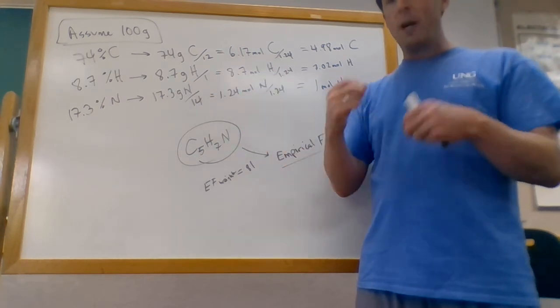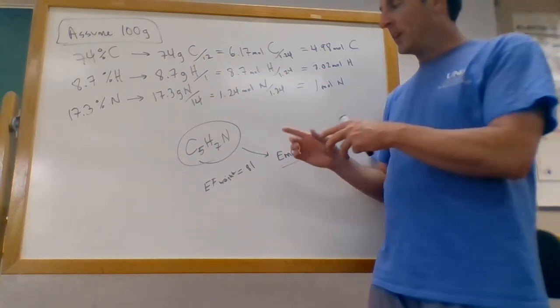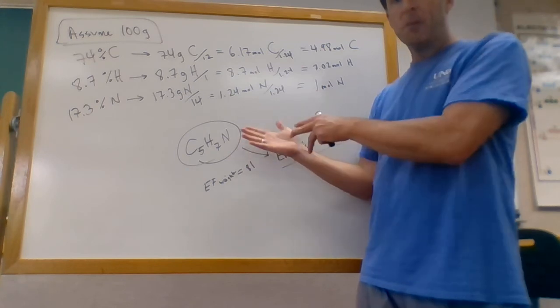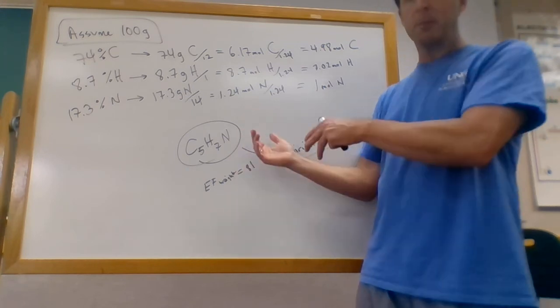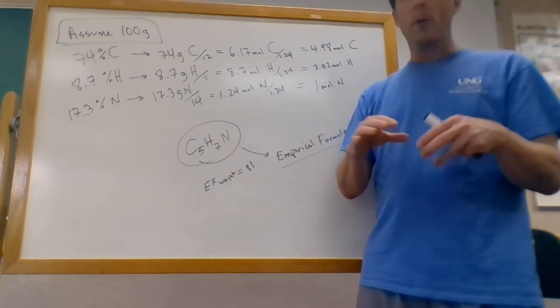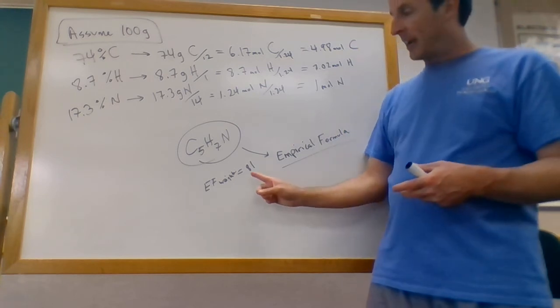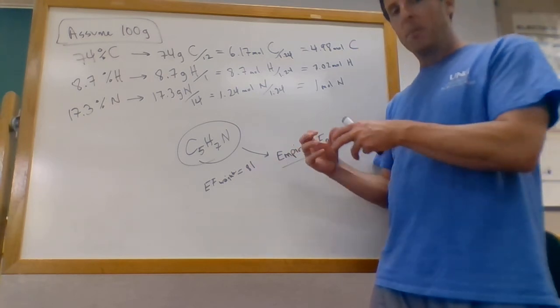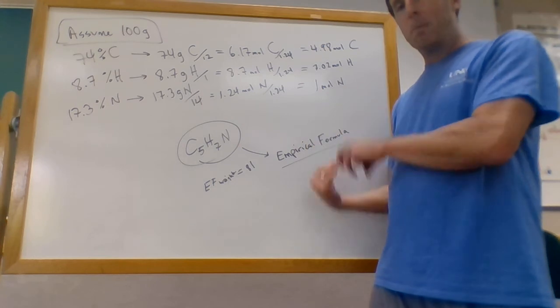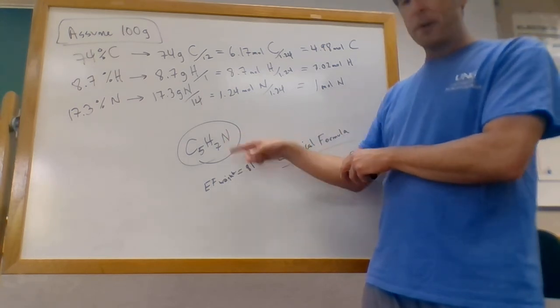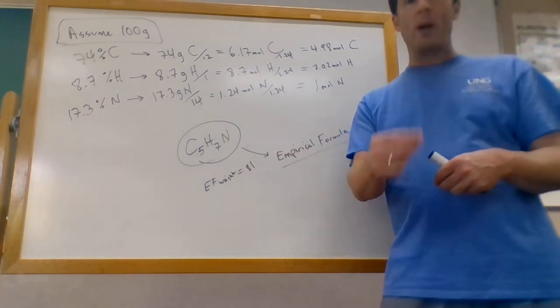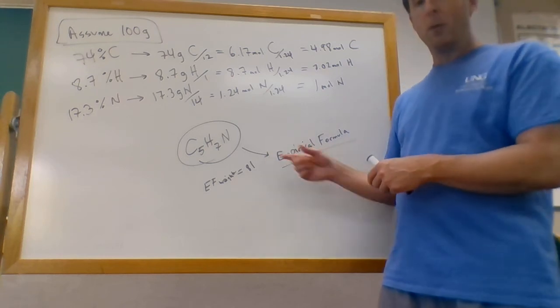So the only way that I would actually know if this is the correct molecular formula, or if it's twice as big, or 3 times as big, or 4 times as big, is if they give me the molecular weight of the compound, and then I compare it to the weight of the empirical formula.